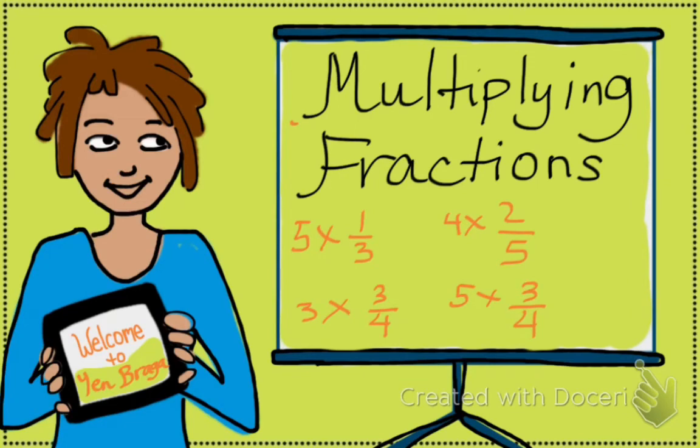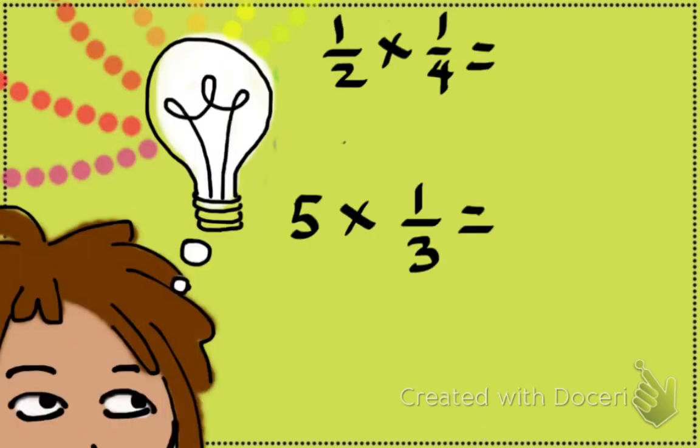In this video, we will learn how to multiply fractions. Let's take a look at this example. So we have our fraction 1/2 times 1/4. When we multiply fractions, we just multiply the numerator times the numerator, and we multiply the denominator times the denominator.